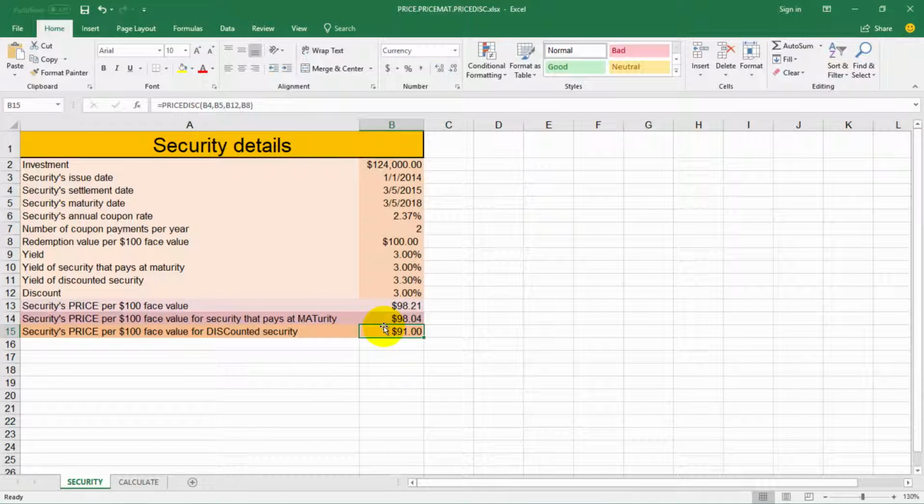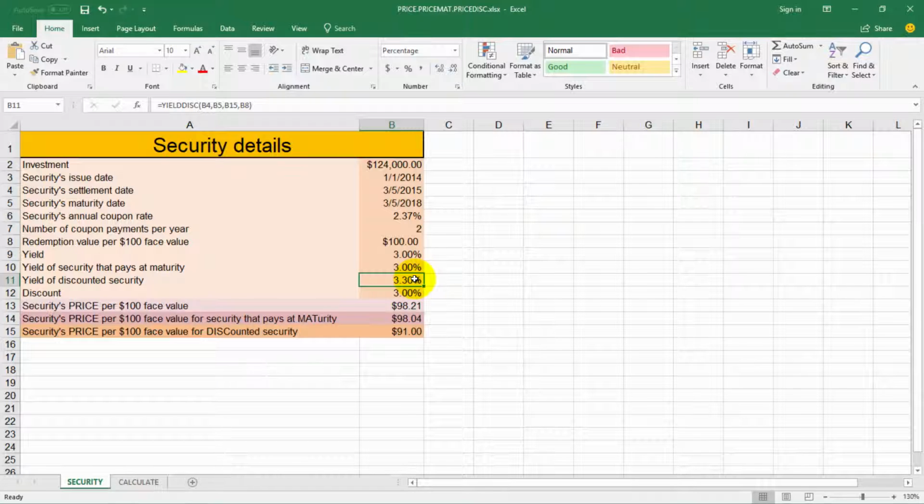We have calculated the price for three scenarios: for a security that pays periodic interest, for a security that pays at maturity, and for a discounted security. We see that with the discounted security we pay less money for each $100 of face value. This doesn't necessarily mean it's the most profitable choice. To determine which scenario is the most profitable, we have to look at the yield values. In this case, it happens that the discounted security is the way to go since it has higher yield.